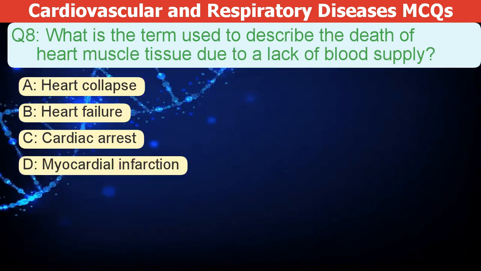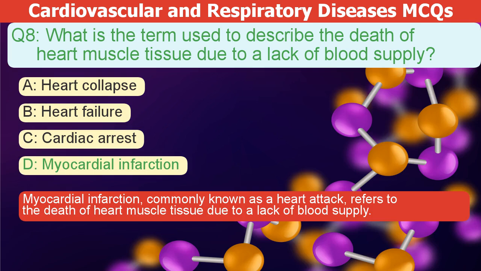What is the term used to describe the death of heart muscle tissue due to a lack of blood supply? A. Heart collapse. B. Heart failure. C. Cardiac arrest. D. Myocardial infarction. The correct answer is D. Myocardial infarction, commonly known as a heart attack, refers to the death of heart muscle tissue due to a lack of blood supply.